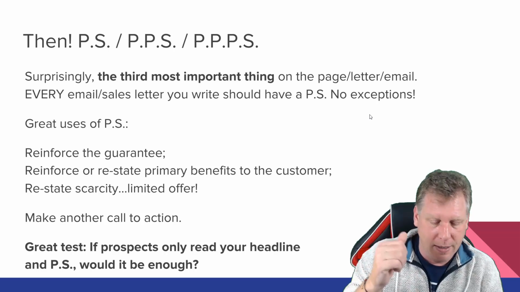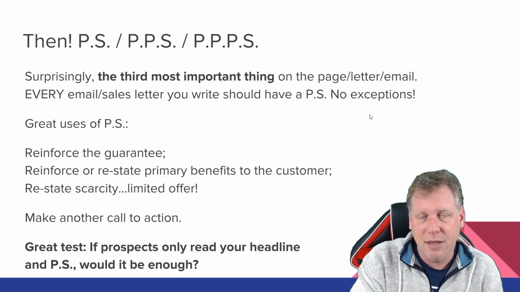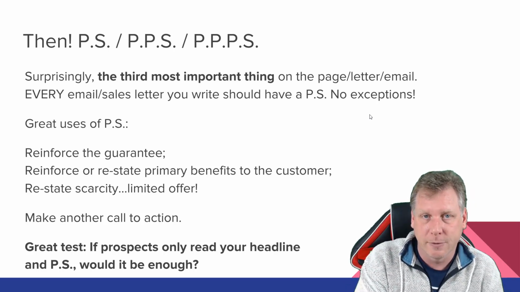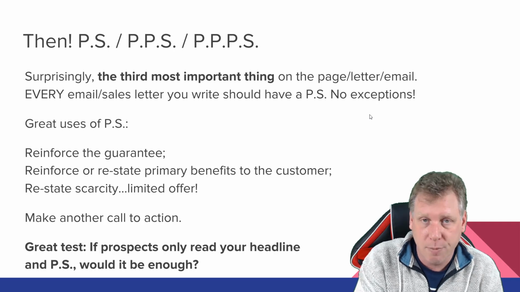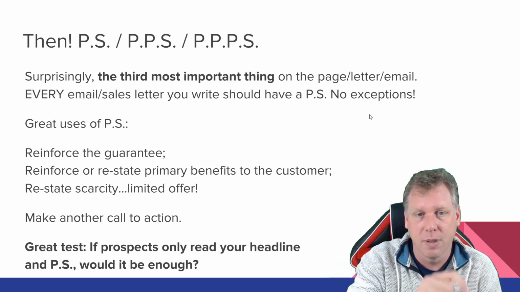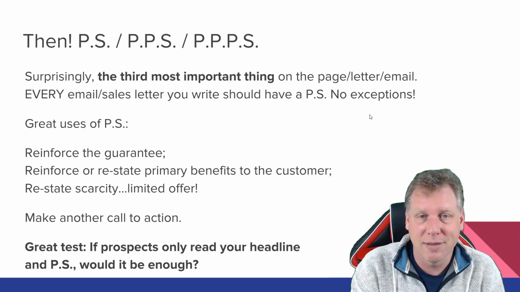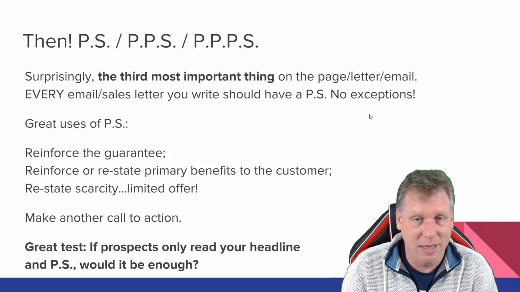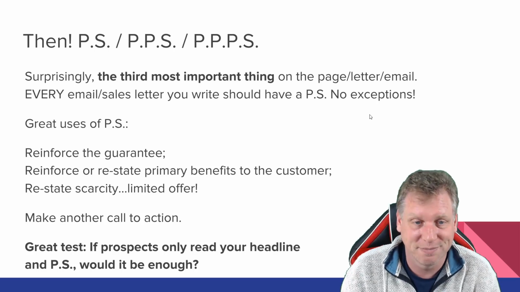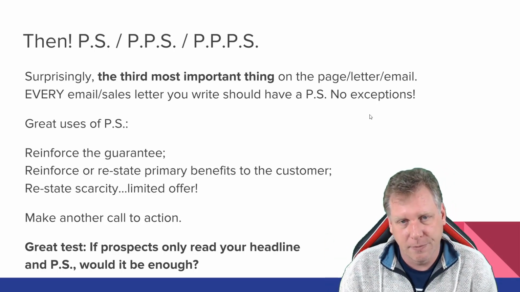Repeat it. General rule of thumb, if they only read your headline and your PS, that should be enough. People should understand. And you'll be surprised how many people only read the headline and the PS. Read the headline, jump to the bottom, PS. For some reason, we're hardwired to read PSs. And funnily enough, PPSs and PPPSs as well. There we go. So that's the anatomy of the sales value ladder.